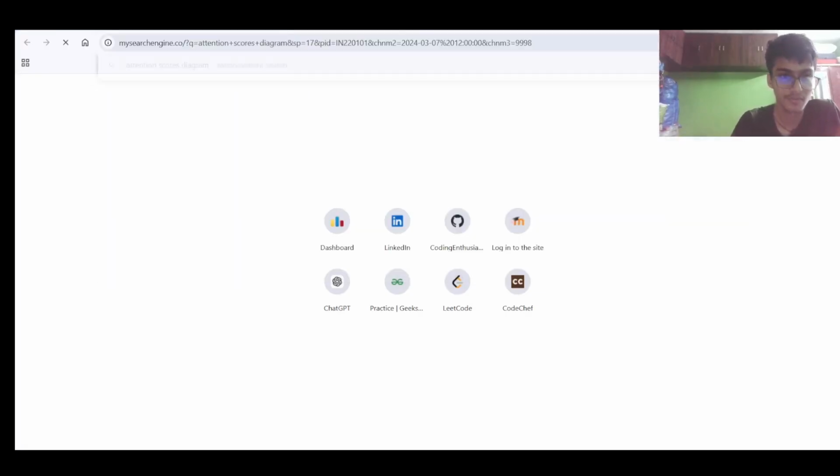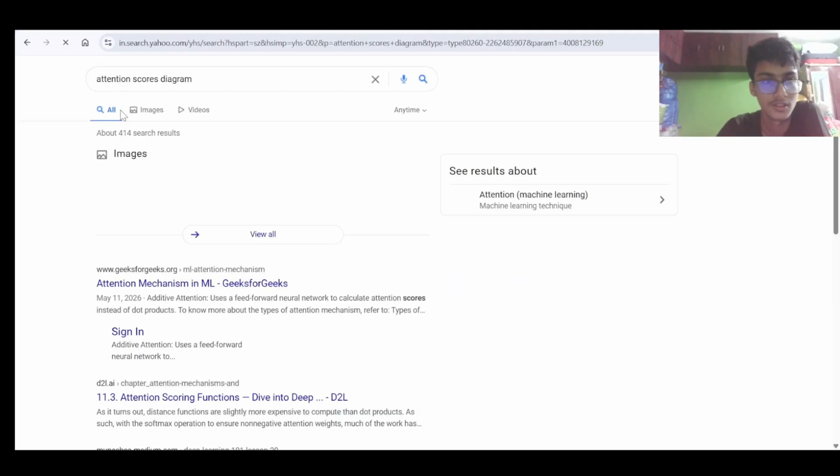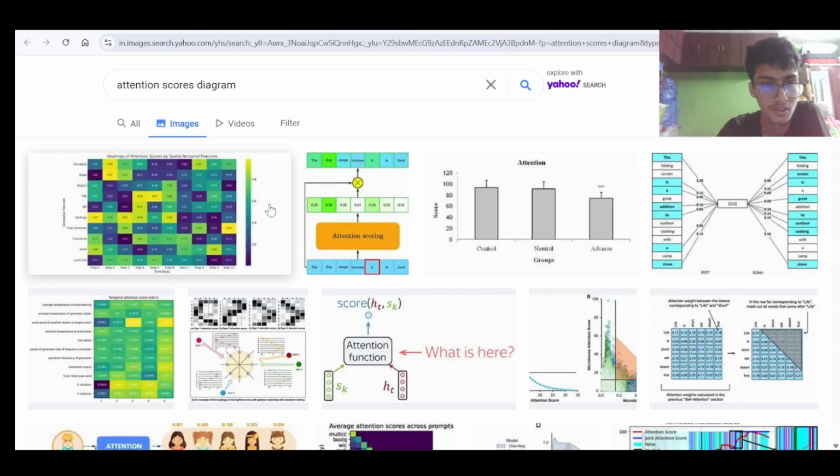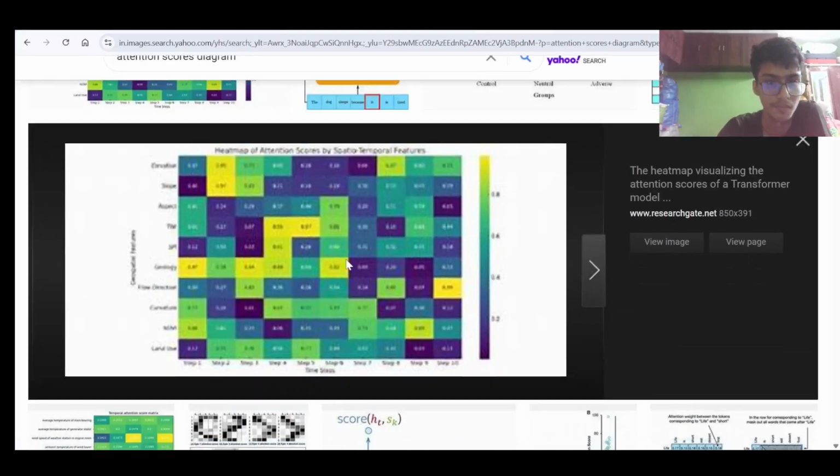diagram, and I hope it is, yeah, this is now. Why is it not loading?